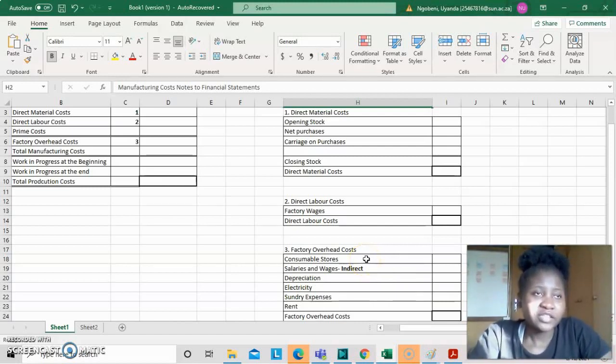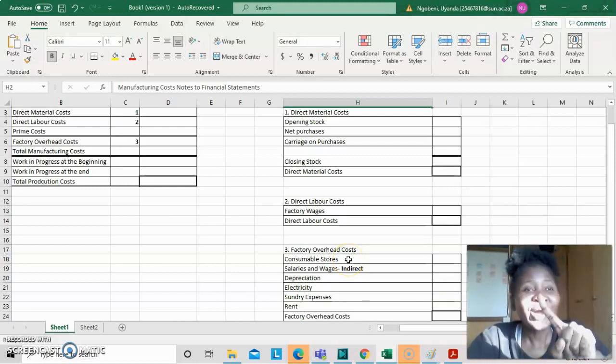And then consumable stores. Don't forget, consumable stores is most likely to have an opening and a closing, and then maybe consumable stores that were bought during the year. So you have to substitute that. Obviously, you say opening plus current year, then minus closing. Easy, straightforward.